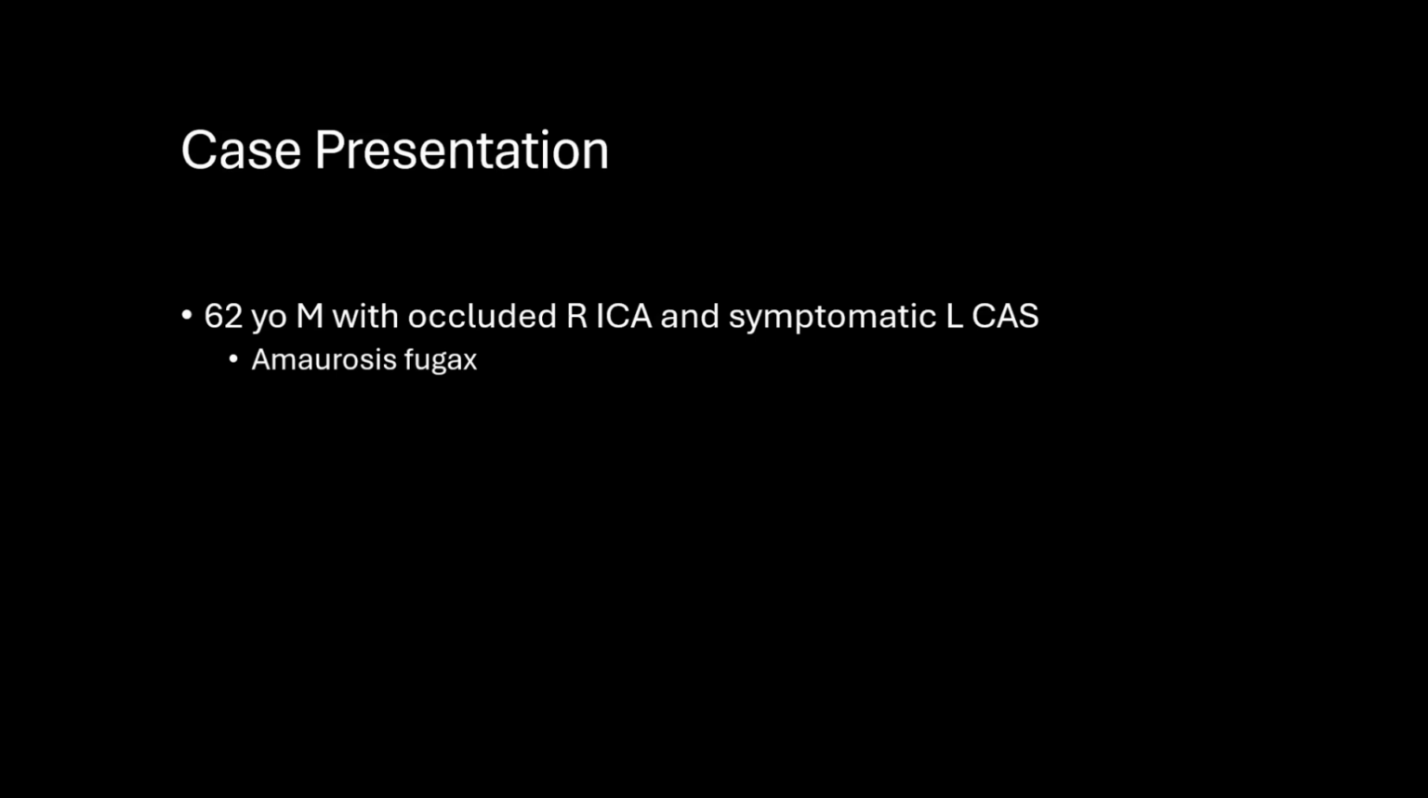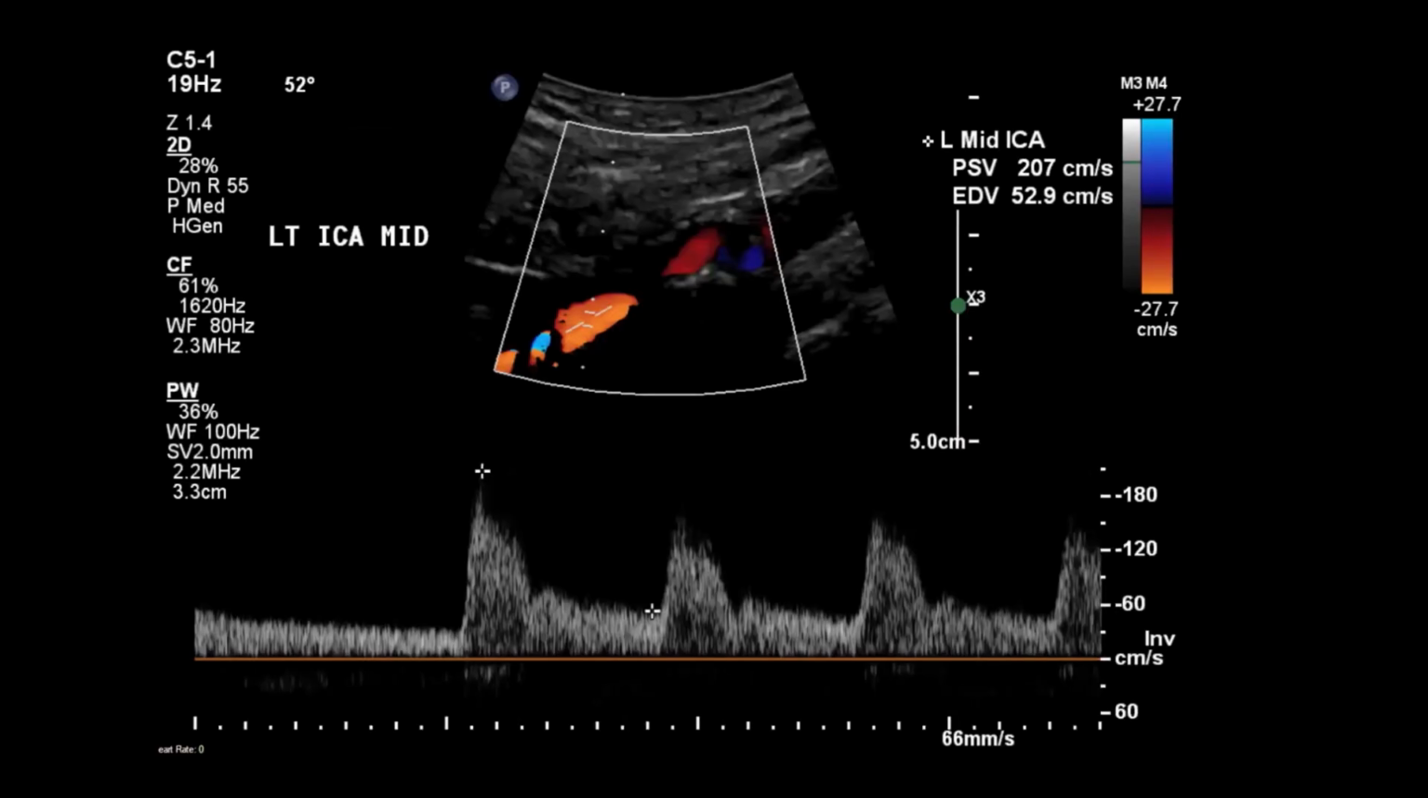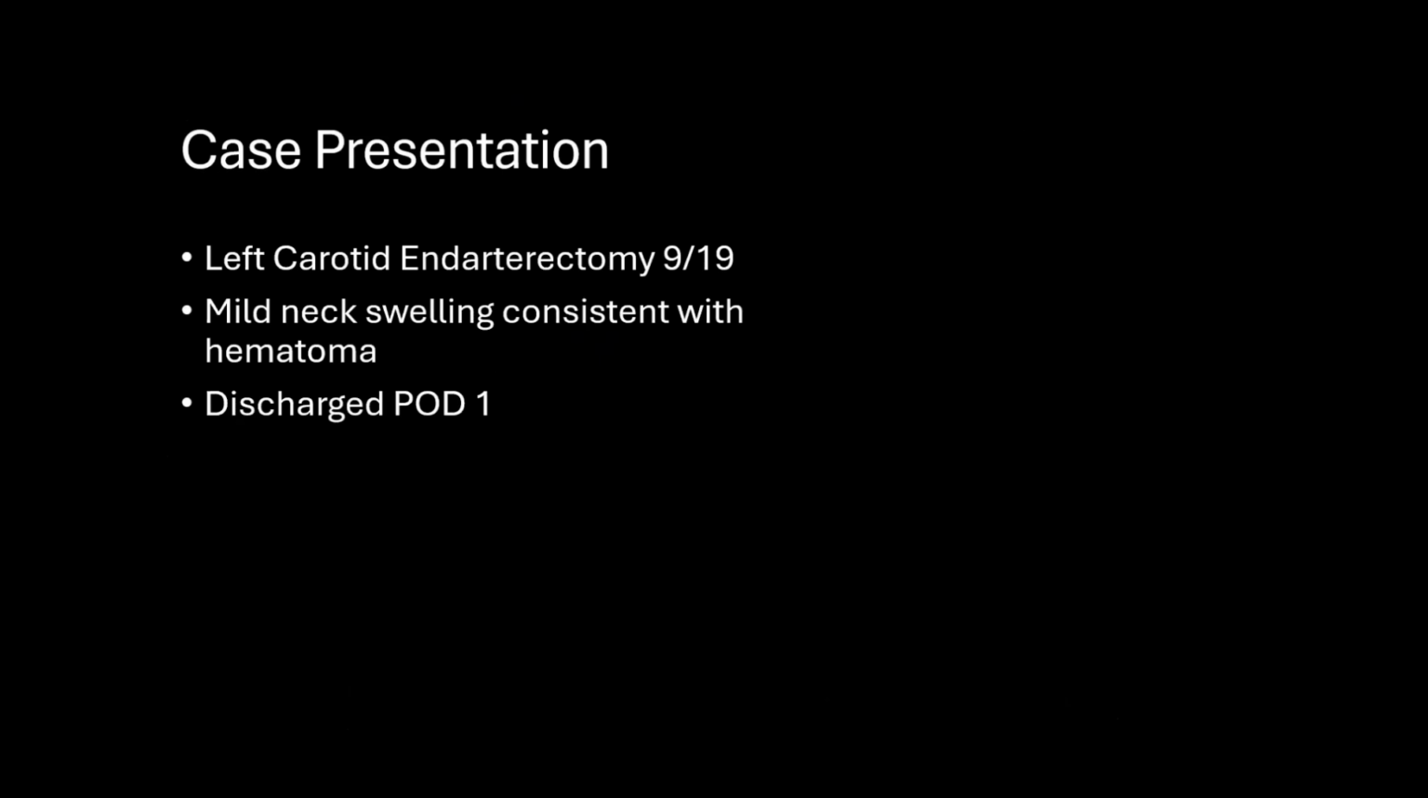He's medically comorbid with COPD, hypertension, diabetes, CKD, CAD, and was a prior smoker. His anticoagulation status is notable for Plavix. His carotid duplex showed internal carotid velocities over 200 with end diastolic velocity of 84, suggestive of a 50 to 79% stenosis. He underwent a left carotid endarterectomy on September 19th.